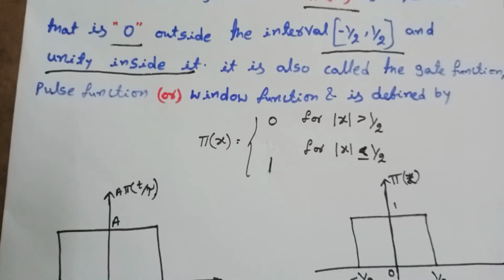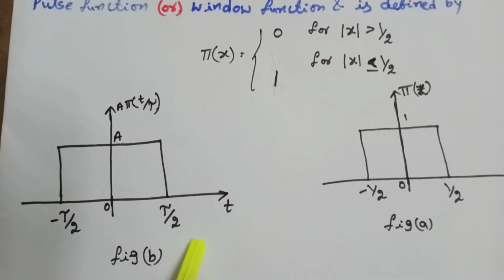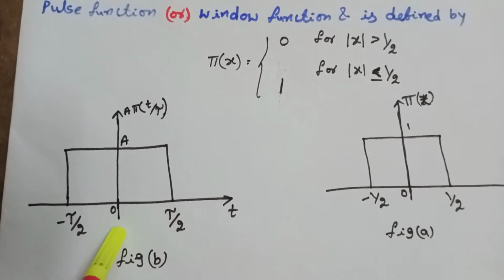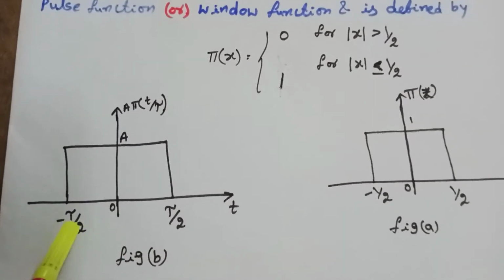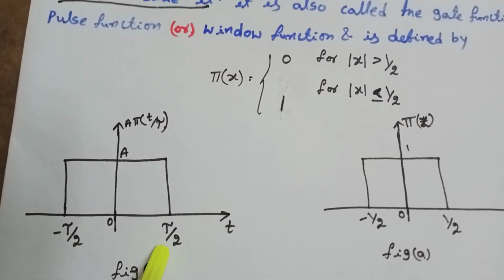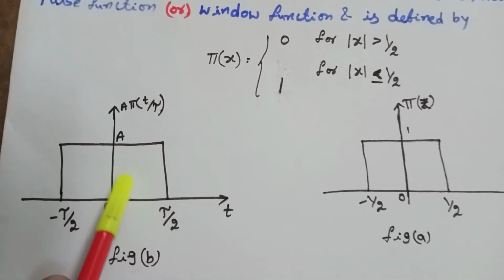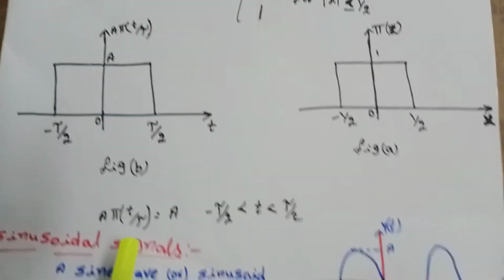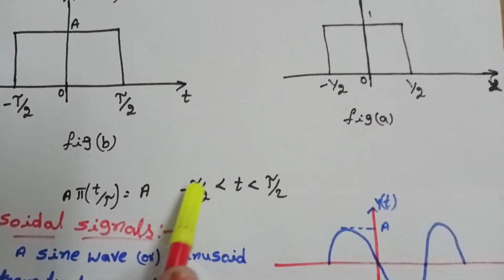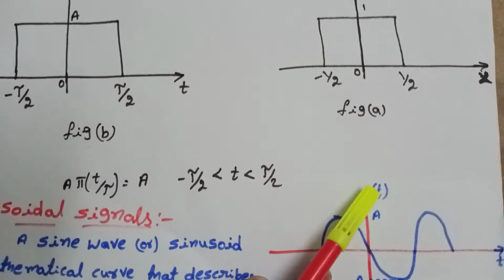Another form of the gate function is A pi of t by tau. In this graphical representation, the interval is from minus tau by 2 to tau by 2. In this interval, the strength of the signal is A. The gate function is A pi of t by tau equal to A for t from minus tau by 2 to tau by 2.